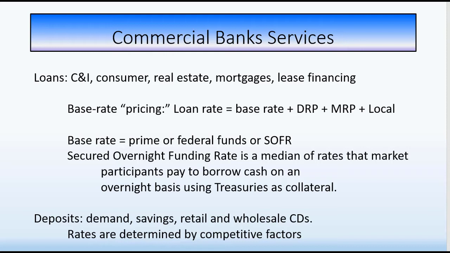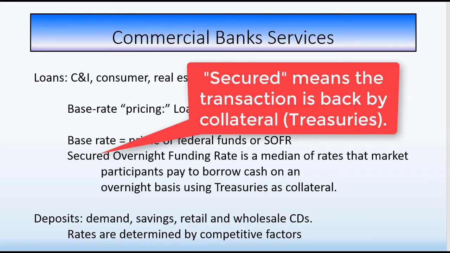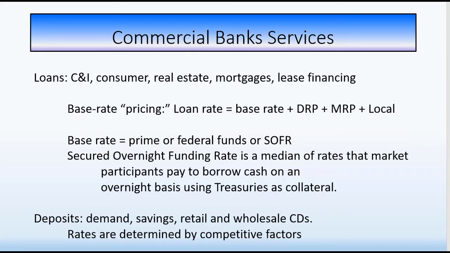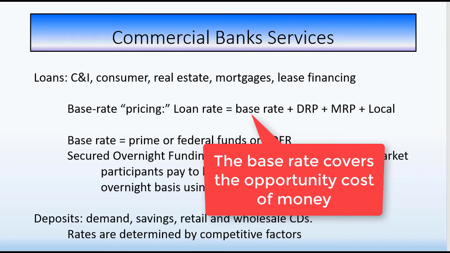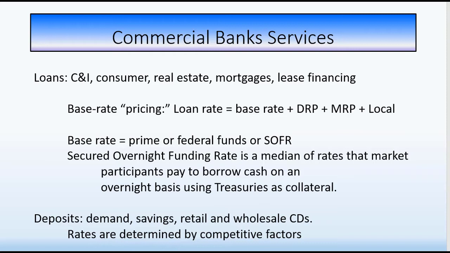There's also a newer rate called the secured overnight funding rate, which is a median, not an average, of rates that market participants pay to borrow cash on an overnight basis using Treasuries as collateral. So it's a relatively low risk loan. That's why it's a base rate that's secured. It's overnight, it's not long term, and it's based on Treasuries as collateral, so it's nearly a risk-free interest rate. And so that's why it's a base rate. You can think of that base rate, conceptually, as a risk-free rate.